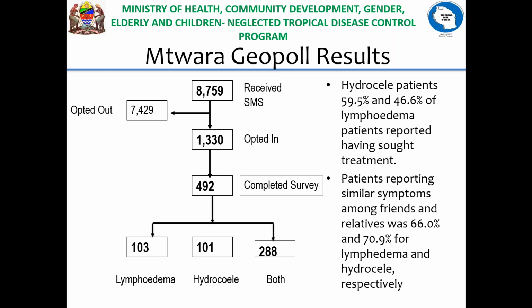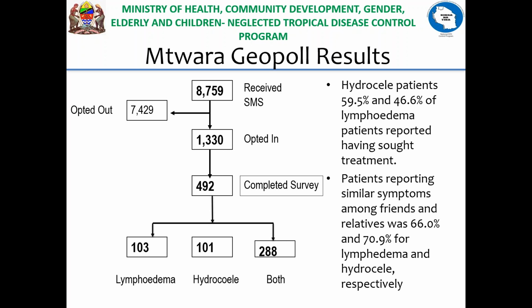So, as you can see, those with phones are many in Mtwara. Around 859 people received the text messages for our study. But the majority of them did not respond. They opted not to fill in the questionnaire. Those who opted in were 1,330, and out of them, around 700 people did not finish the survey. 482 were the only ones who completed the survey.